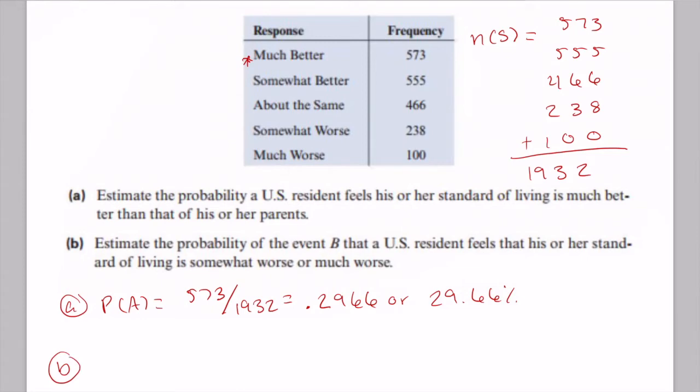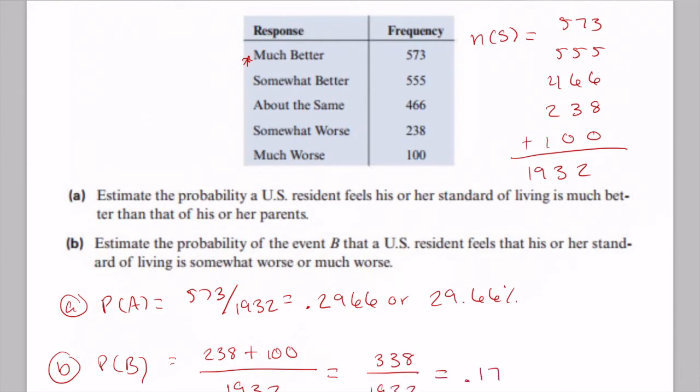B. Estimate the probability of the event, so probability B, that a U.S. resident feels that his or her standard of living is somewhat worse or much worse. Somewhat worse or much worse. So that's going to give me 238 for somewhat worse, plus 100 for much worse, all over 1932. So that's going to give me 338 over 1932, which approximates to 0.1749. Okay?